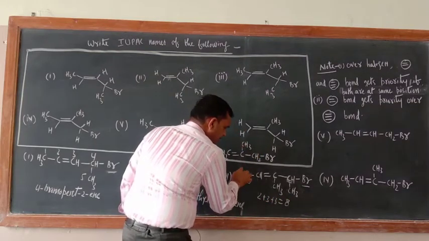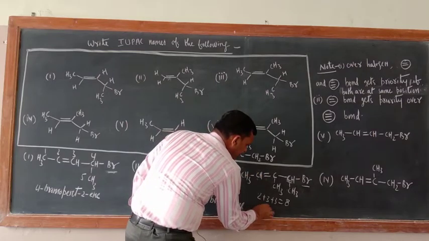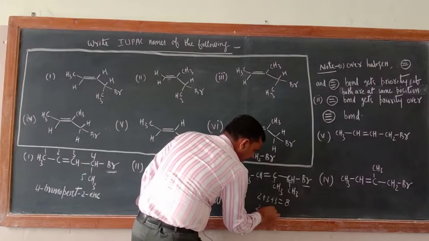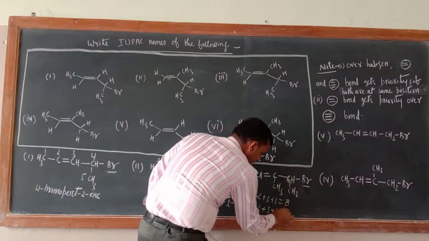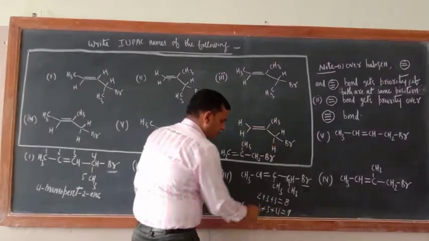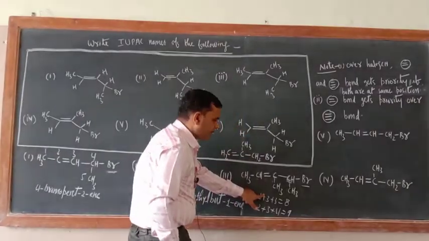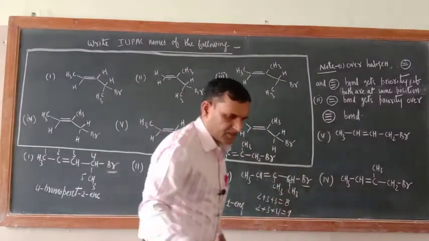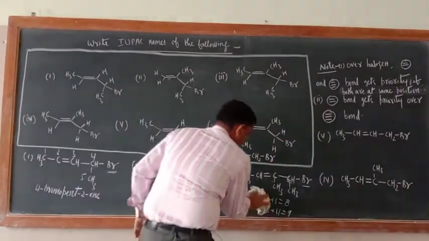Suppose you are starting from this side: 1, here 2, and here also 3, and 3 plus 4. So the total is 9 coming. So now the lowest set rule should be followed, meaning you should start from here. Just see, I will rub this one. Try to understand here.